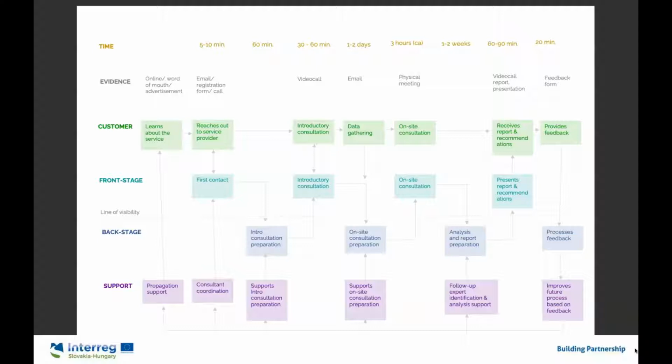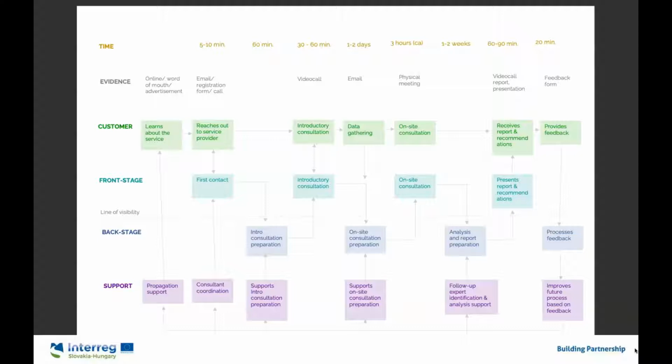You as consultants and as future circularity check trainers are concerned with the activities that are happening at the front stage and at the back stage. You see these two spheres are divided by the line of visibility. It basically means that front stage activities are those in which you come in direct contact with your customer.